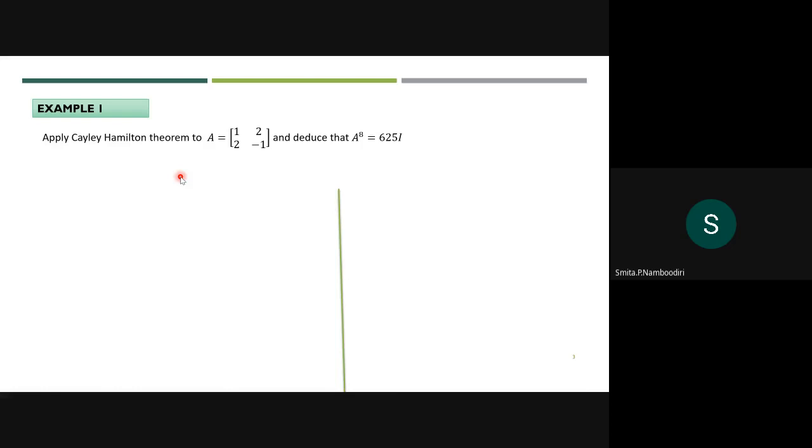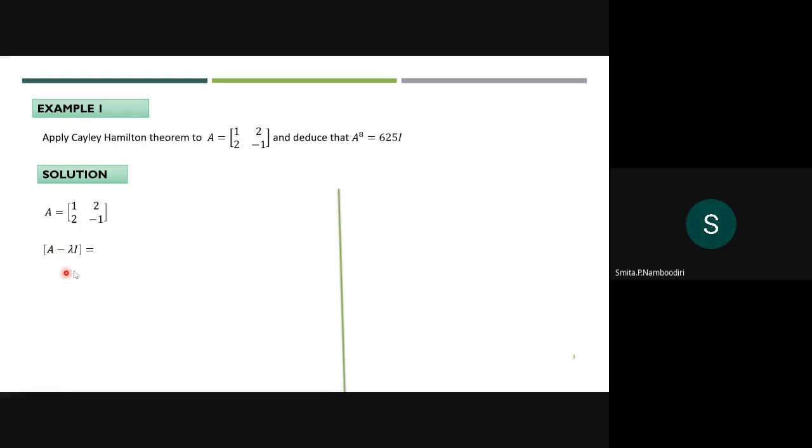Okay. So what do we have to do first? We are given a matrix of order 2. So first we have to calculate the characteristic equation. In the first step, we calculate the characteristic equation. To calculate it, we have to form the matrix A minus lambda I. A is given in the question, and we have to find the determinant of A minus lambda I.